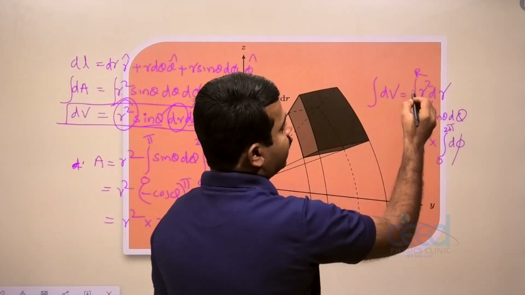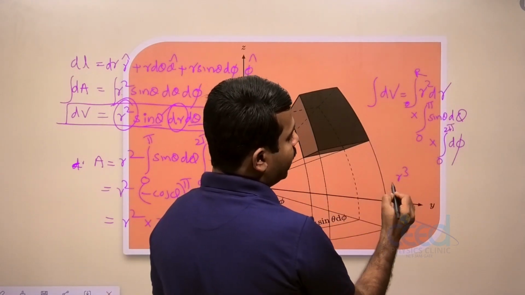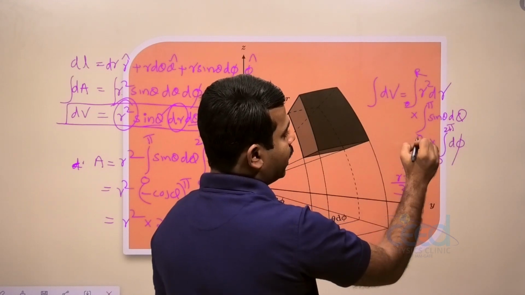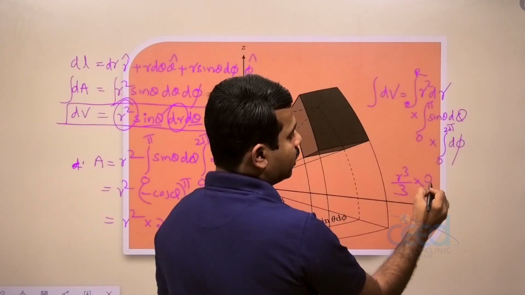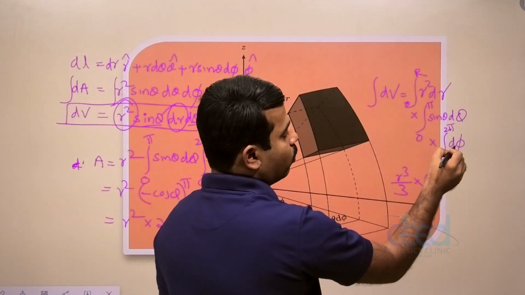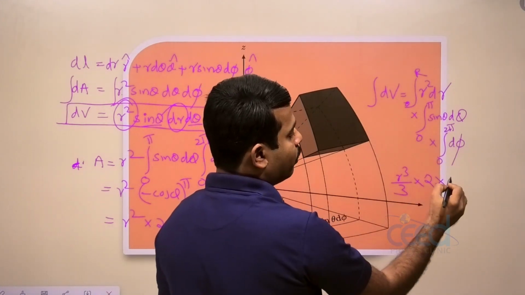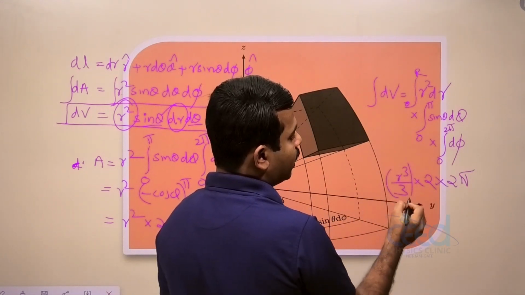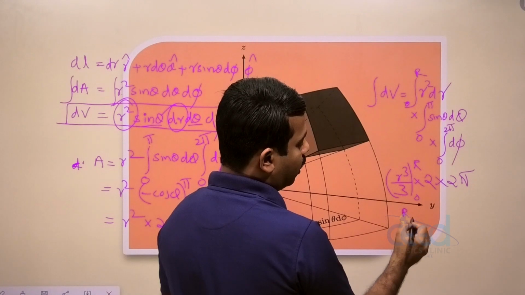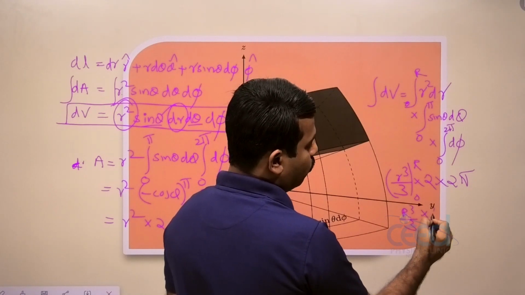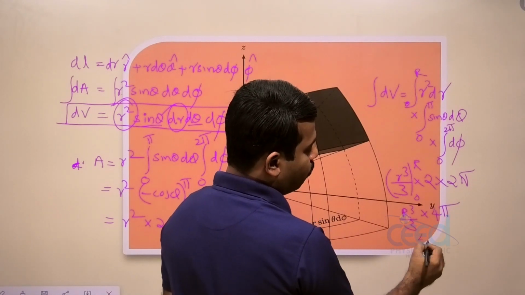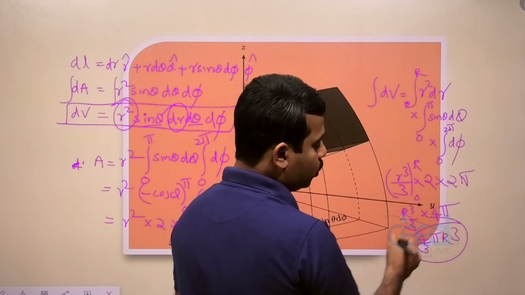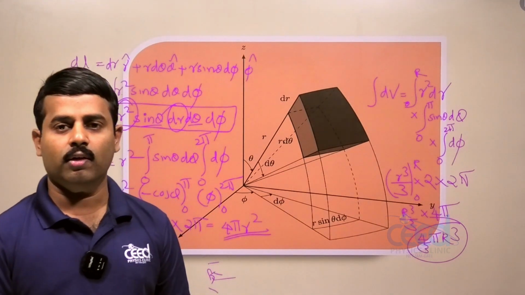So this on integration gives r cube by 3, right. This on integration gives minus cos theta from 0 to pi, that is 2, and d phi gives phi from 0 to 2 pi, that is 2 pi. Then what you got here, with the limit 0 to r applied, is r cube by 3 into 4 pi. That means 4 by 3 pi r cube, right? So you got the volume of the sphere, alright.